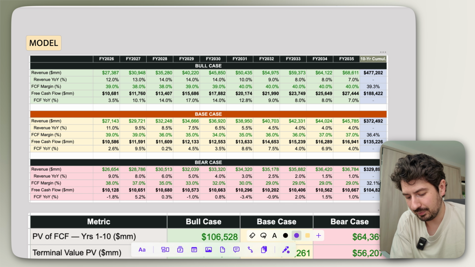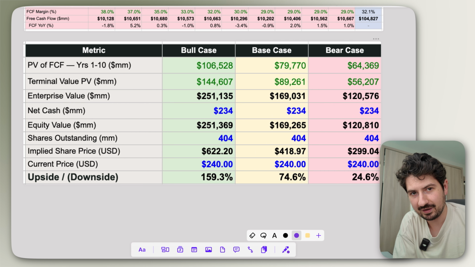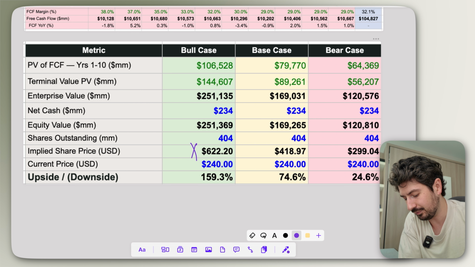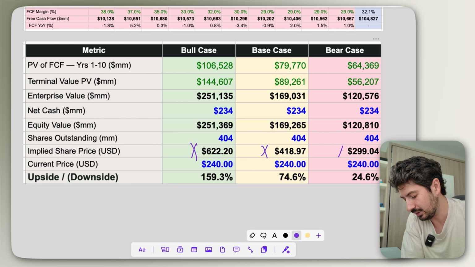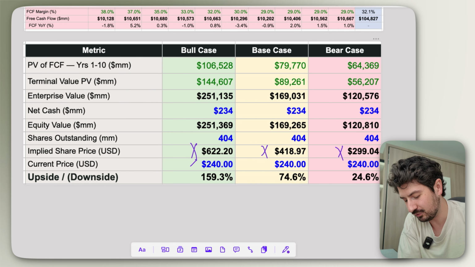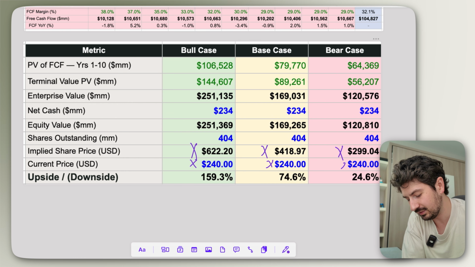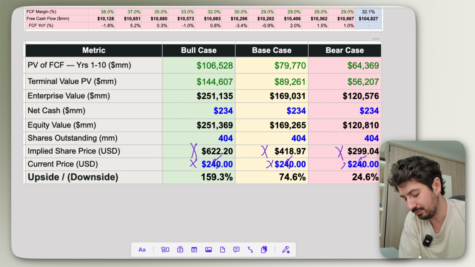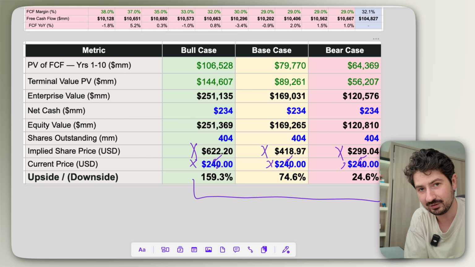So if you want, you can pause this and take a look at it, but I'll just move on, because if you do all the math, under the bull case, we're looking at an implied share price for Adobe of over $600, a base case price of $420, and a bear case of $300. Now, when I originally made the model, the current price was around $240, and I think it's risen to maybe $250 right now. But nonetheless, that would imply a pretty significant upside to the current price.